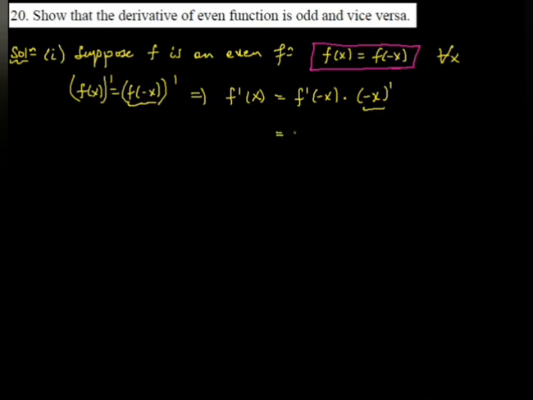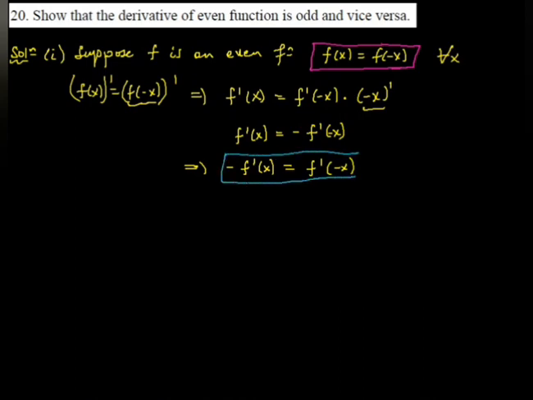So it becomes minus of f prime of minus x. So f prime of x equals minus of f prime of minus x. Multiplying both sides by negative 1, minus of f prime of x is equal to f prime of minus x. Here is the odd function condition. You see, the derivative f prime is odd.